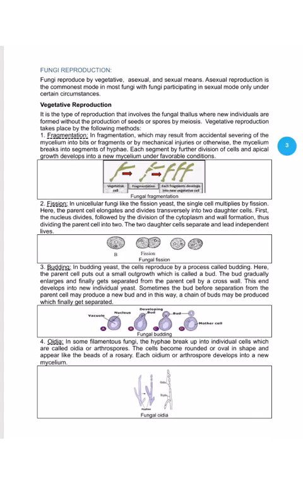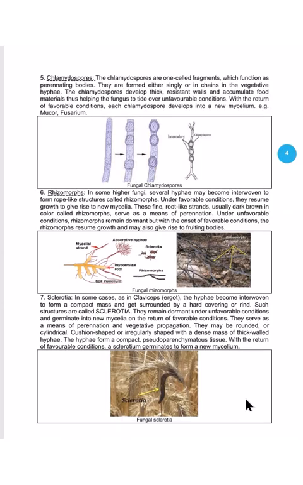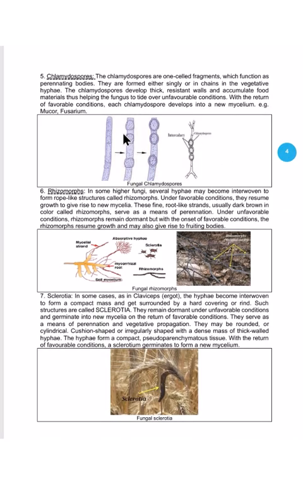There is another type of vegetative reproduction, which is the chlamydospores. The chlamydospores are perennating or storage bodies that appear within the hyphae. These storage bodies are single cells. This is a vegetative hypha, and these cells appear thick, surrounded by resistant walls, and this usually happens when there are adverse conditions.